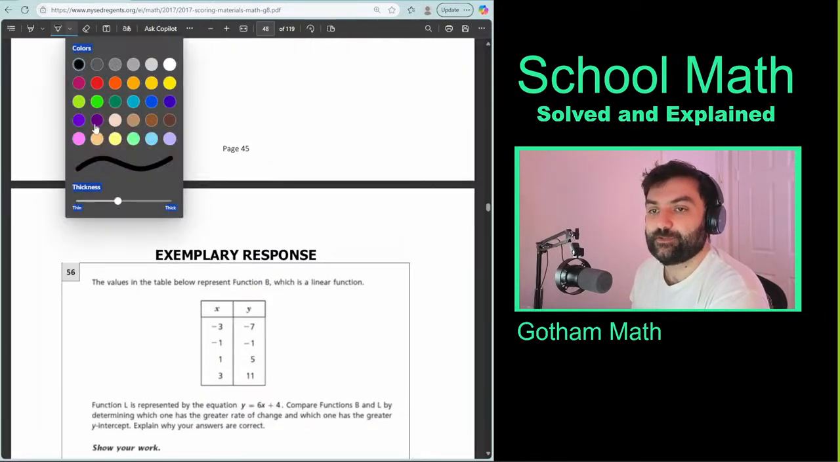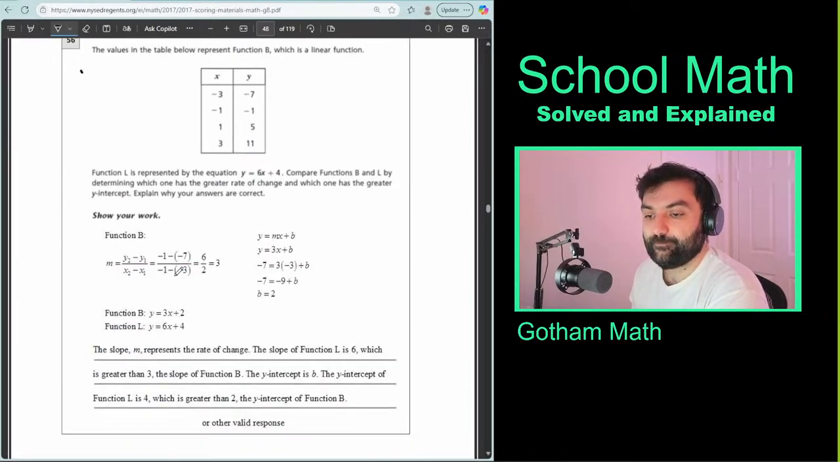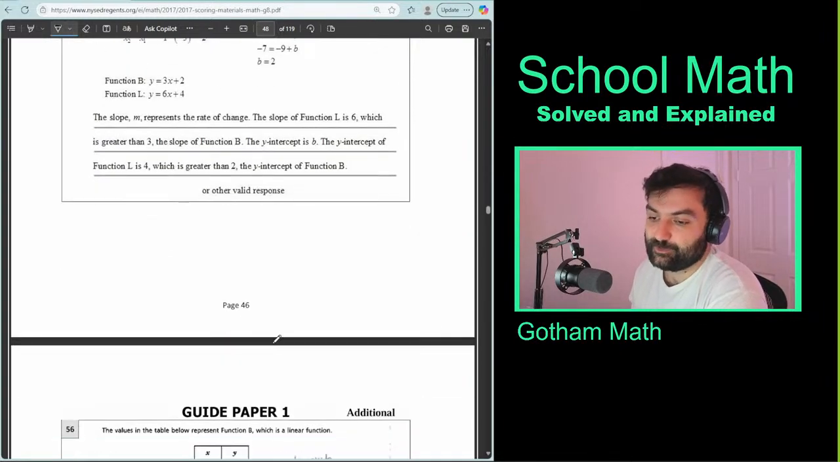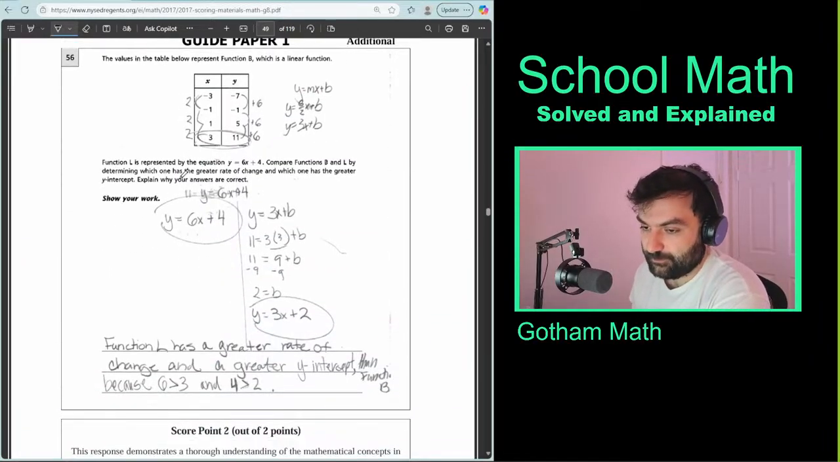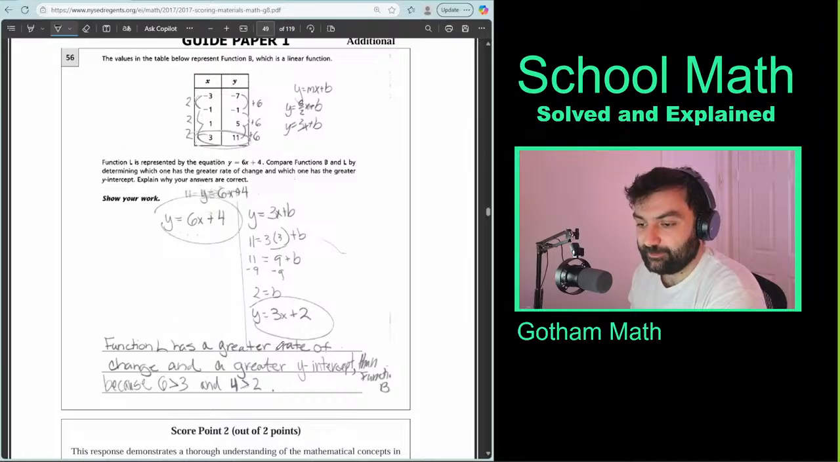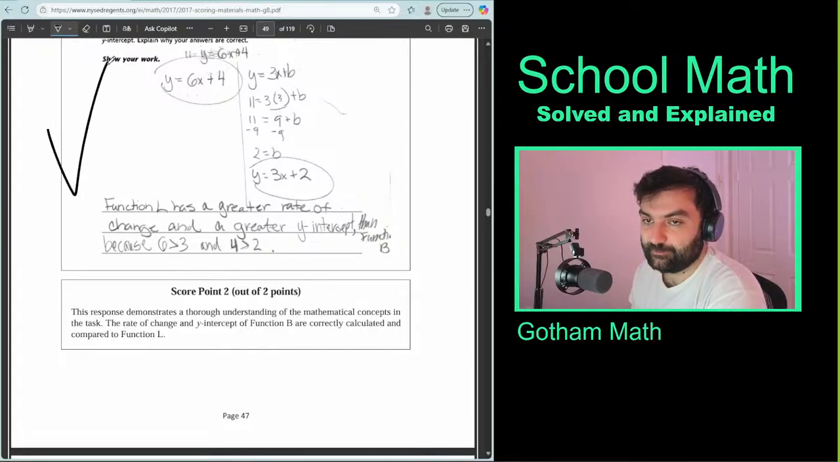Let's see the answers. Slope m represents the rate of change. The slope of function L is 6, which is greater than slope 3. And the y-intercept of function L is greater than 2. So exactly what we just did. This is close to what I have been doing, except no split. Function L has the greater rate of change and the greater y-intercept. That's good.